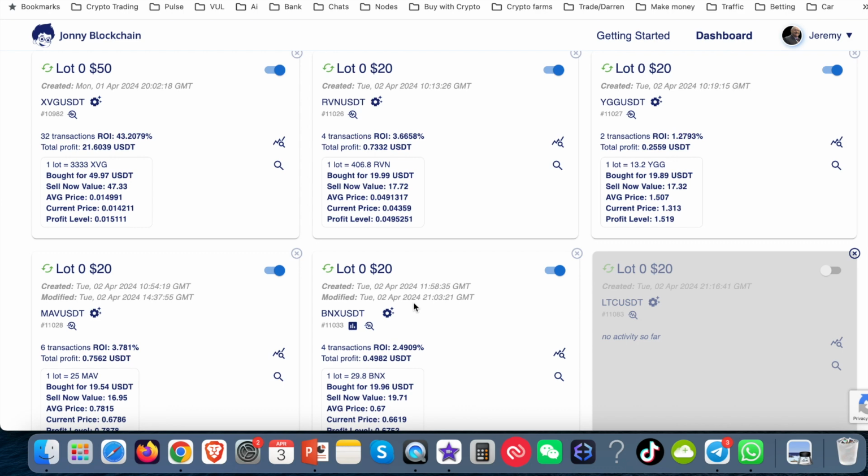Now, depending on what you're willing to risk, this is not financial advice and you should always do your own due diligence, but depending on what you're willing to risk, you set up your bot with what you want to risk.